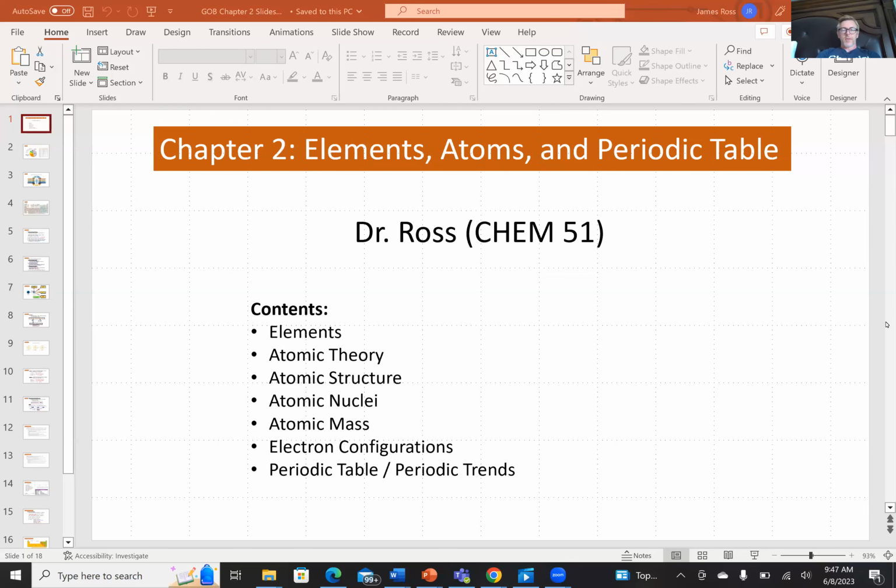Hello, everyone. Chapter 2, we're going to be looking at elements, atoms, and the periodic table. The contents that we'll be looking at in this chapter are elements, atomic theory, atomic structure, atomic nuclei, atomic mass, electron configurations, the periodic table, and some periodic trends.